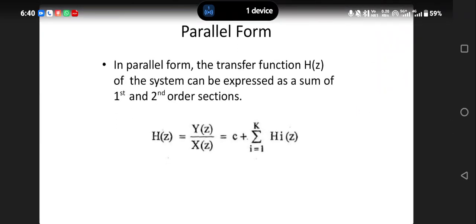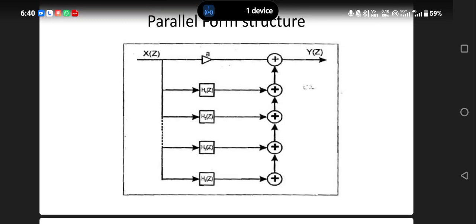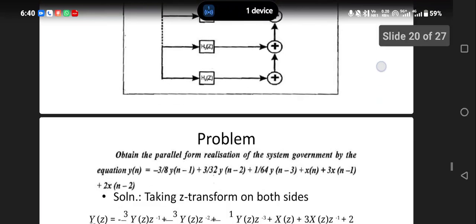Parallel form. In parallel form, the transfer function of the system can be expressed as the sum of first and second order sections. The parallel form structure is represented in this manner. That is, x of z and y of z are represented in the parallel method.